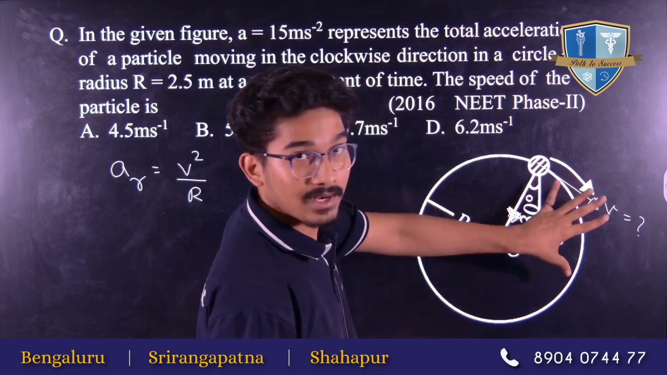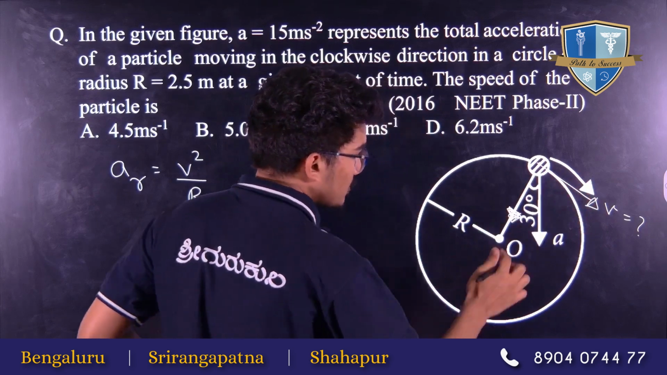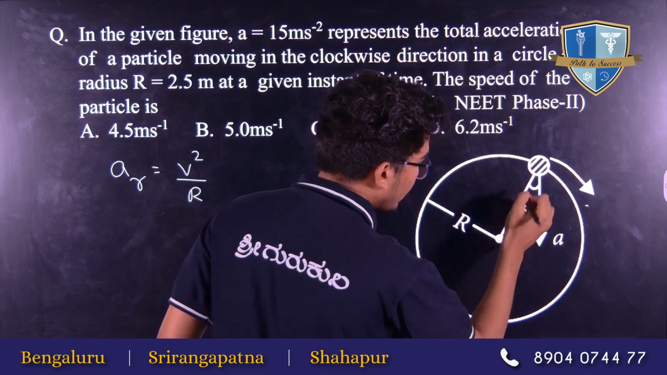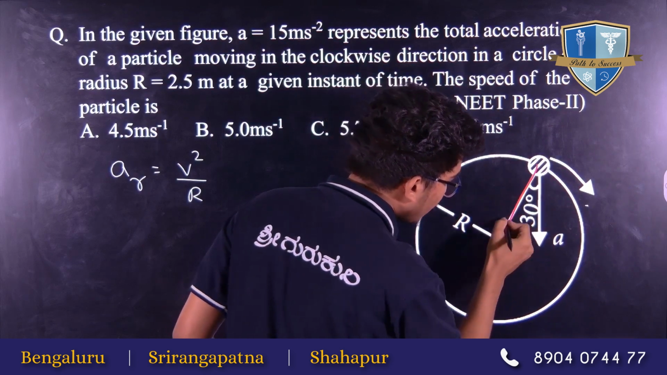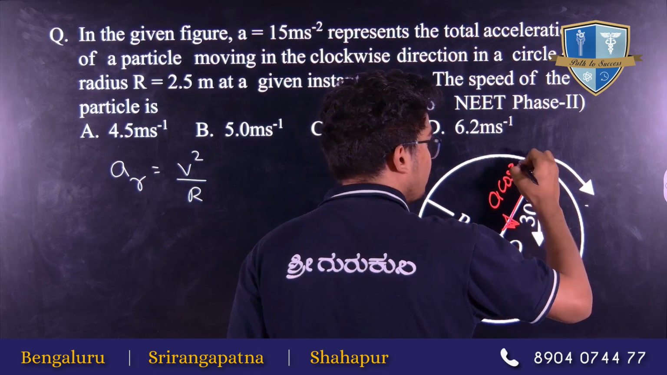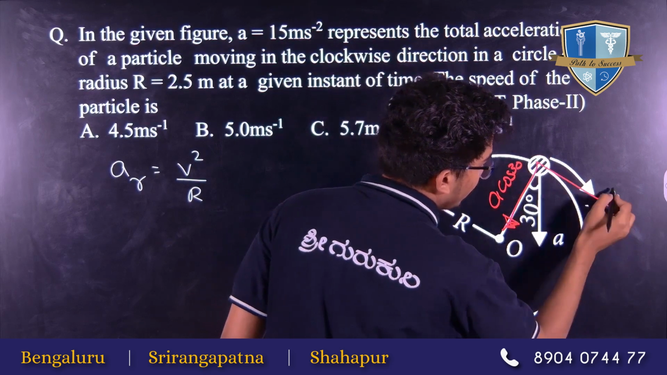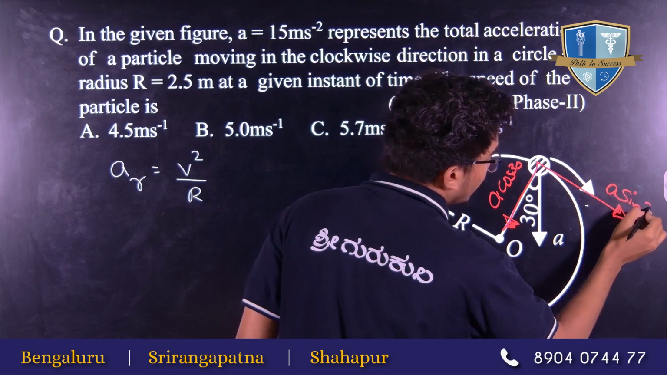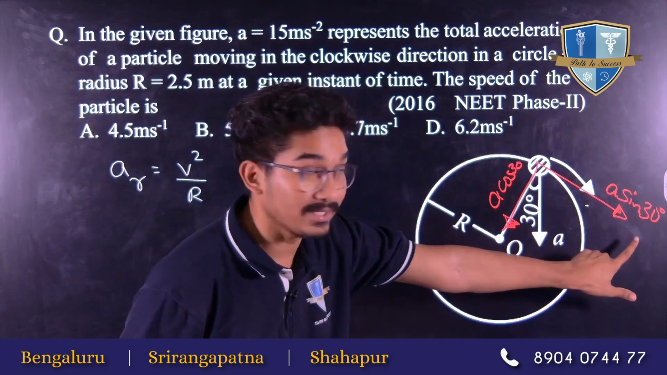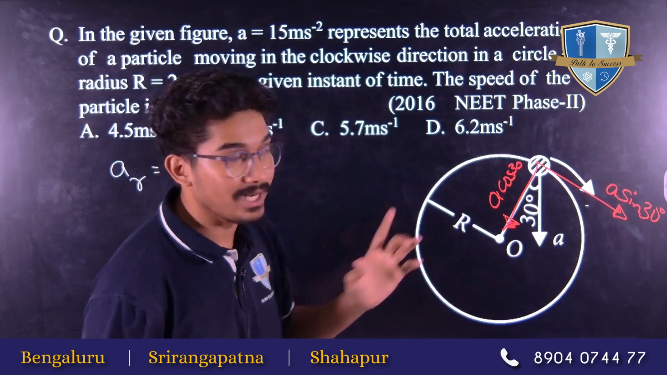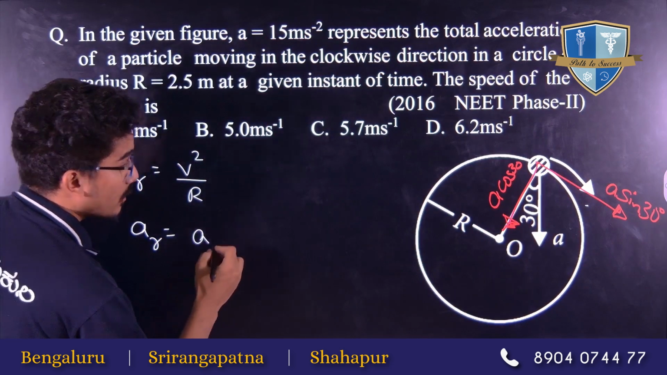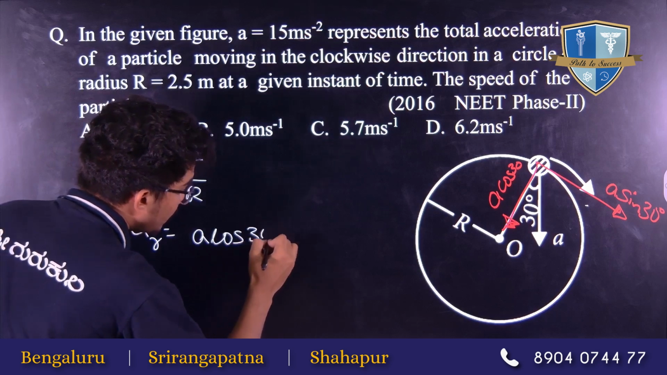If this is A, let's divide it into components. So if this is A, then this will be A cos 30 degree, and along the tangent there will be A sin 30 degree. So which is our radial acceleration, this or this? This is the tangential acceleration and this is the radial acceleration. So AR is equal to A cos 30 degree.